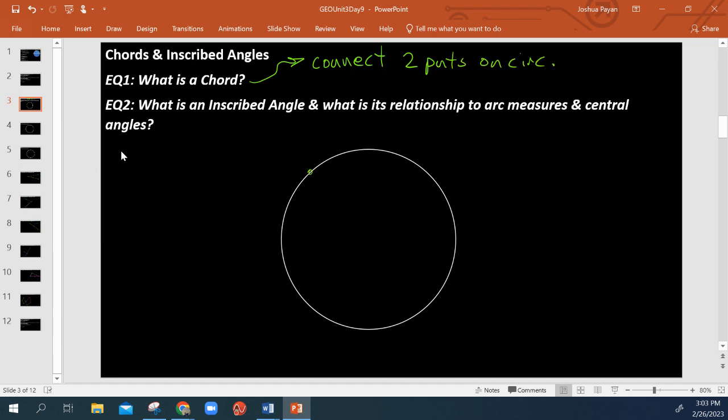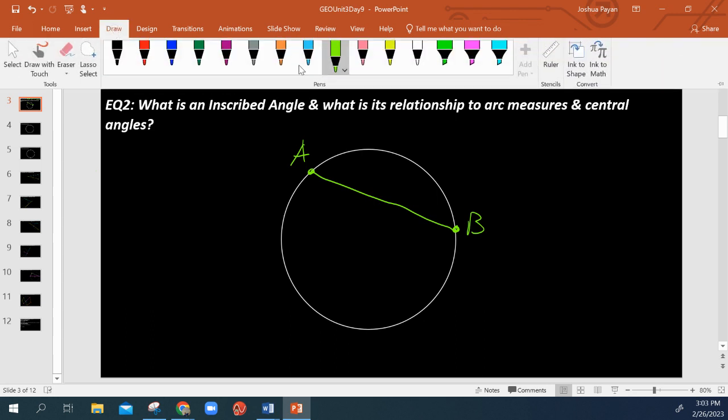So for example, if I've got point A here and point B here, these are both points on the circle. And if we connect them with a segment, let me try to draw it not so crappy, we would say segment AB is a chord on this circle.